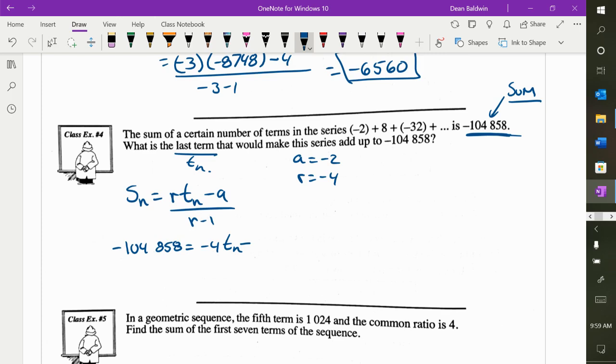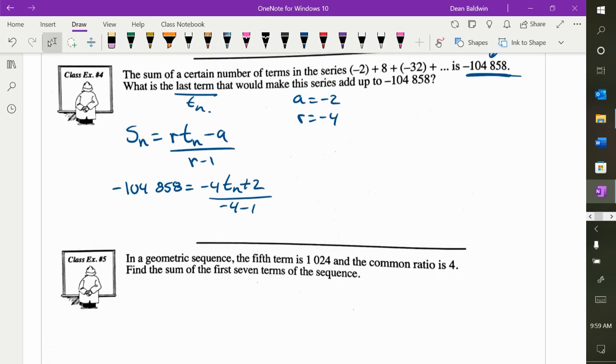Now, here's another place that people will mess up. It's minus A. And if A is negative, that becomes? Positive. Oh shoot. There you go. See, somebody got nailed. All right, I'm going to let you algebra that to get the answer. So Tn is equal to R minus A over... like that.